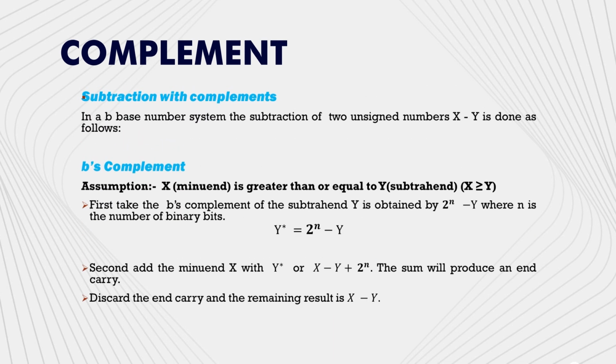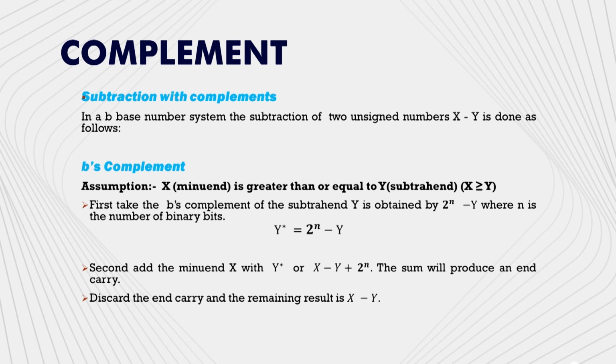Subtraction with complement. In a base b number system, that is with the base as b or the radix as r, the subtraction of two unsigned numbers x minus y is done as follows. We have two binary numbers, where x is the minuend and y is the subtrahend. So, how do you go about it? We will start with the b's complement, that is the 2's complement. We are making an assumption here, that the minuend is greater than or equal to the subtrahend y, that is x is greater than or equal to y, for x minus y.